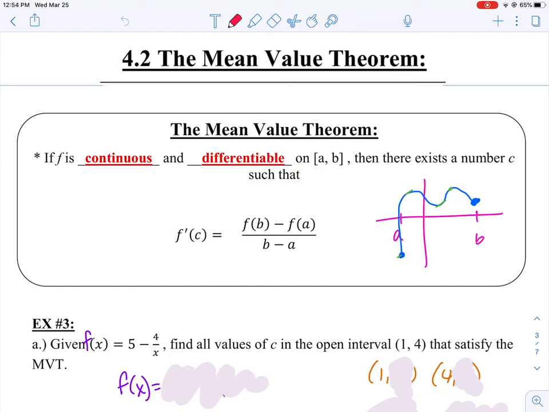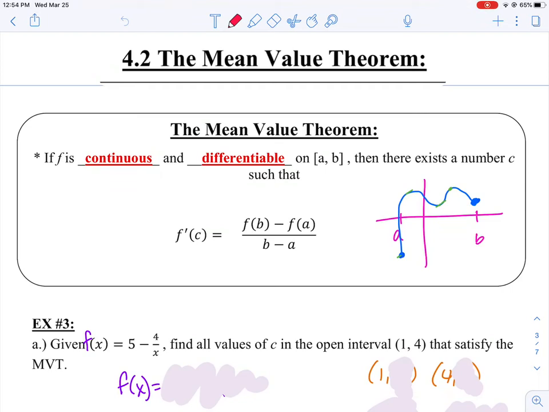Okay, now we're going to do section 4.2, but we're going to skip the first part of section 4.2 and not do Rolle's theorem. We're just going to focus on mean value theorem, okay? Mean value theorem says if your function is continuous and differentiable. So continuous means no holes, no gaps, no vertical asymptotes, right? So we have to make sure that our function is continuous.